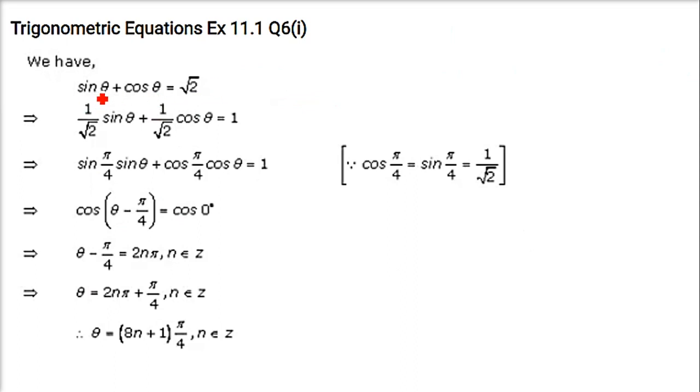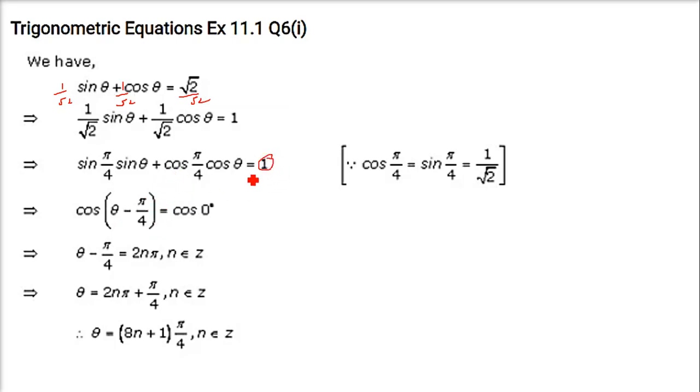Sin theta plus cos theta is equal to root 2. Now divide both sides by root 2. What do you get? 1 by root 2 sin theta, 1 by root 2 cos theta, and here you get 1. So 1 by root 2, we know that cos 45 degree and sin 45 degree is 1 by root 2. So we are writing it here. This is sin 45, cos 45. So this is nothing but the formula of cos theta minus pi by 4.